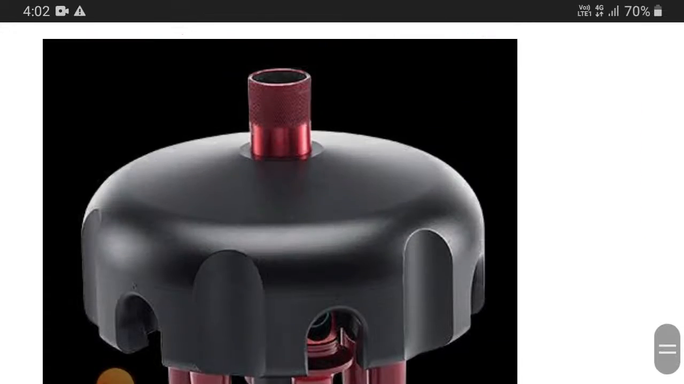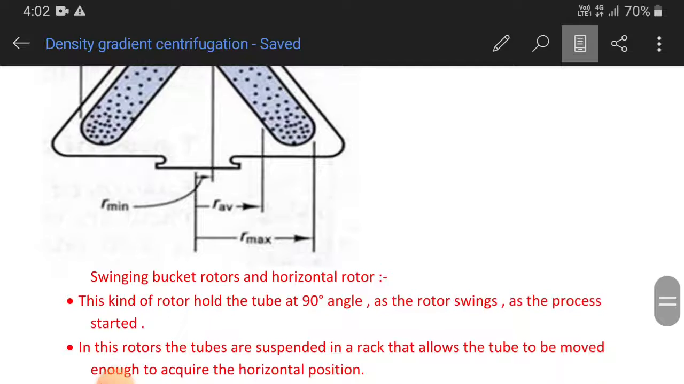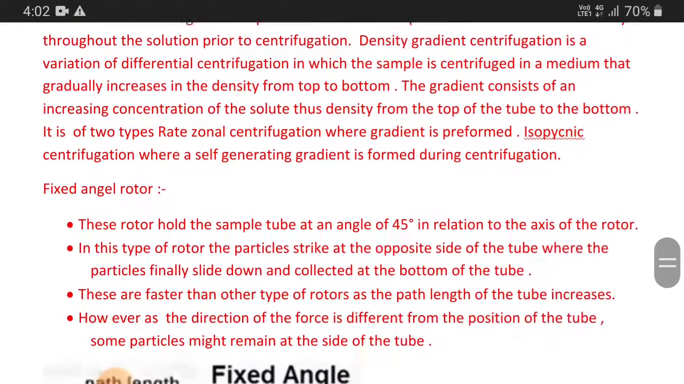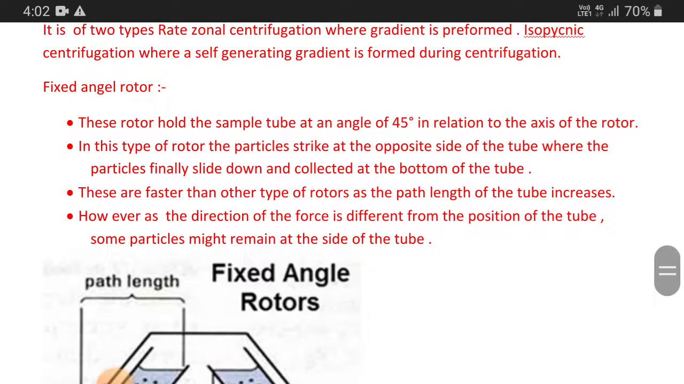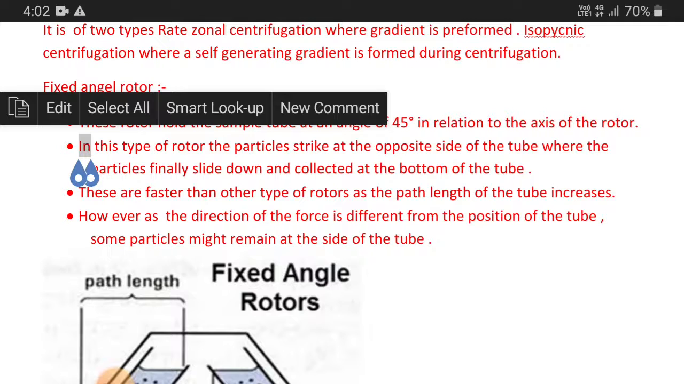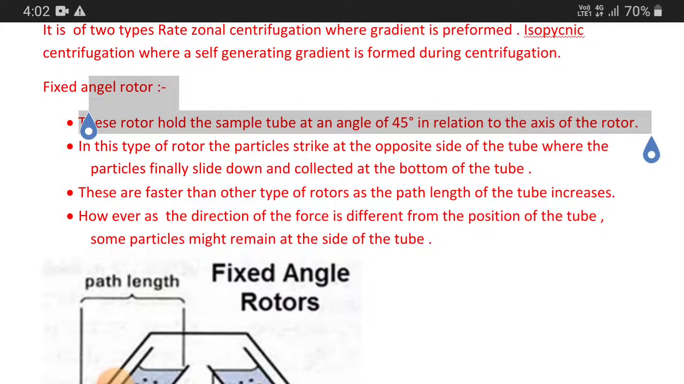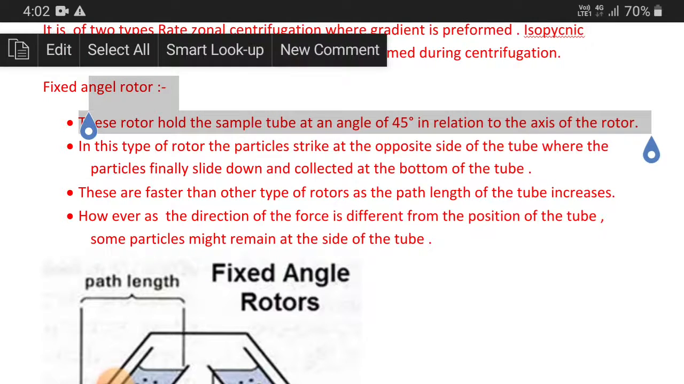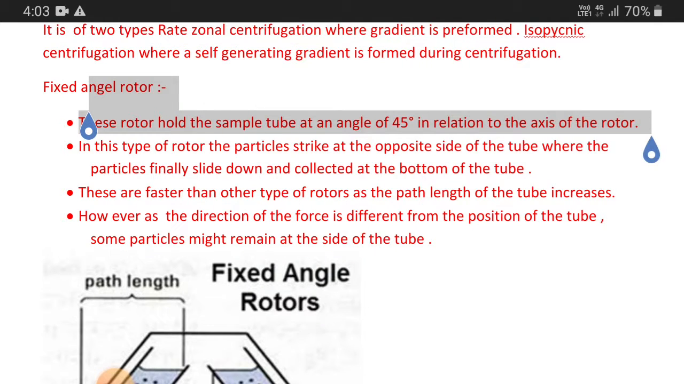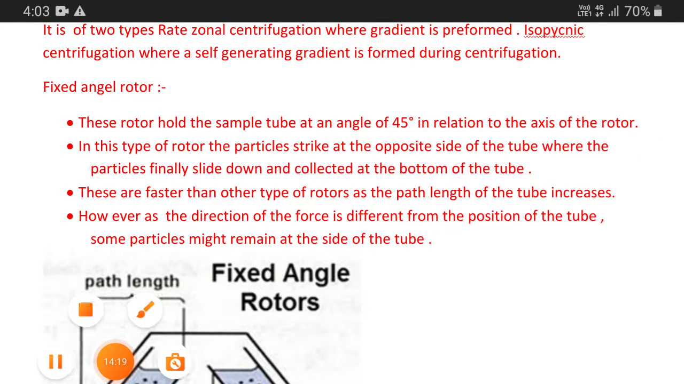So that is the concept behind the swinging bucket rotor and the fixed angle rotor. In fixed angle rotor, we are holding our tube at 45 degree angle in relation to the axis, and here the main problem is the particles strike at the opposite side of the tube. As a result, the centrifugal force cannot help them to come out from the side to the bottom of the tube, okay. They have to slide down on their own, okay.